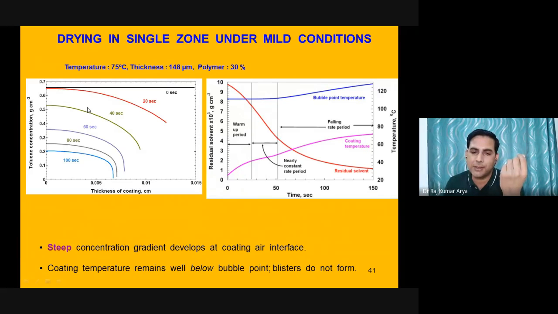So what we found here: initially, in the entire film, the concentration is the same, nearly 0.678, 0.65 here. So you can see the black line. At T equal to 0, your concentration is the same throughout the entire film. As time passes, your concentration at the top decreases, because from the top the solvent is going out. You can see the change in top concentration is very high, 0.6 here, and the top is nearly 0.45.